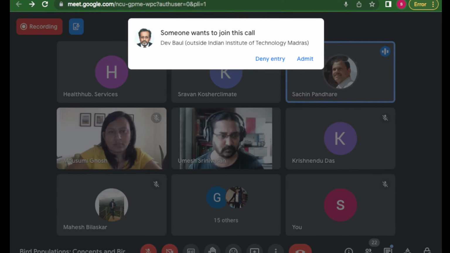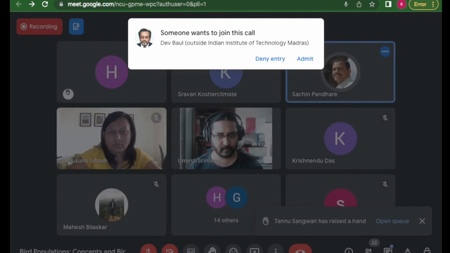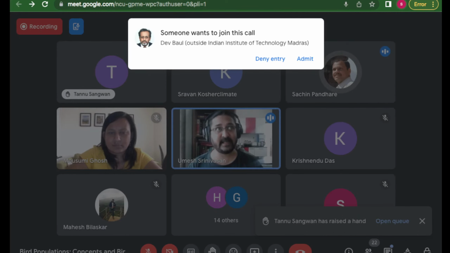Okay, so it means that it depends on the species and the availability of resources in the surrounding regions. The second question is, okay, go ahead. You had something to add. No, yes, it depends.